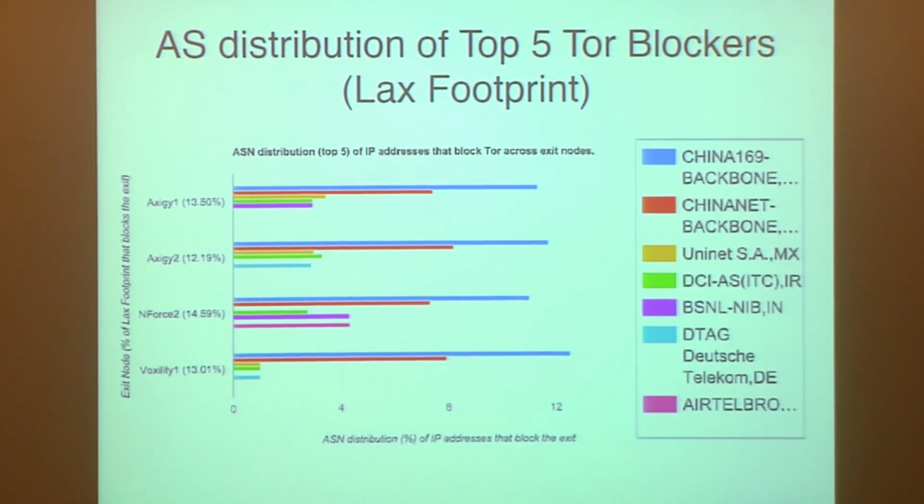At the top there, we see two of the major Chinese backbone internet providers blocking Tor exit traffic. This is not surprising, because China also blocks Tor on the user end as well. Below that, we see some server hosting ISPs, and they block somewhat, but not as heavily as the Chinese backbone ISPs do.